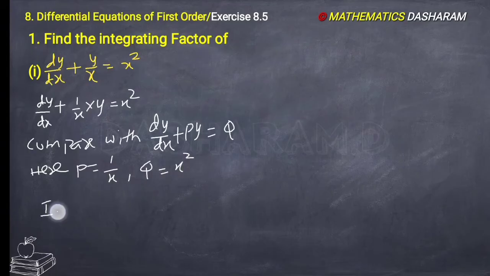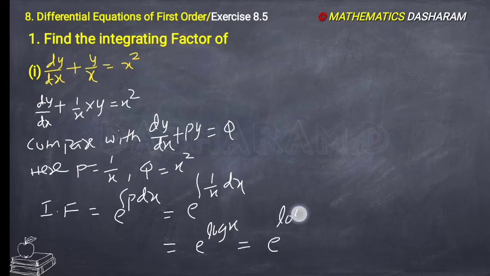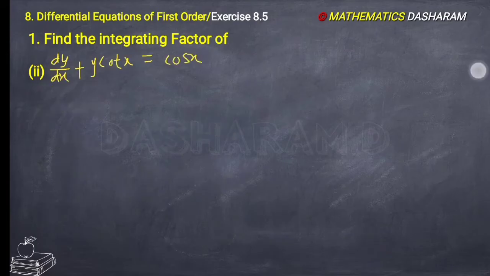Now the integrating factor formula is e to the power of integration P dx, which equals e to the power of integration of 1/x dx. The integration of 1/x is log x, so it equals e to the power of log x with base e. Both cancel, so x is the integrating factor.